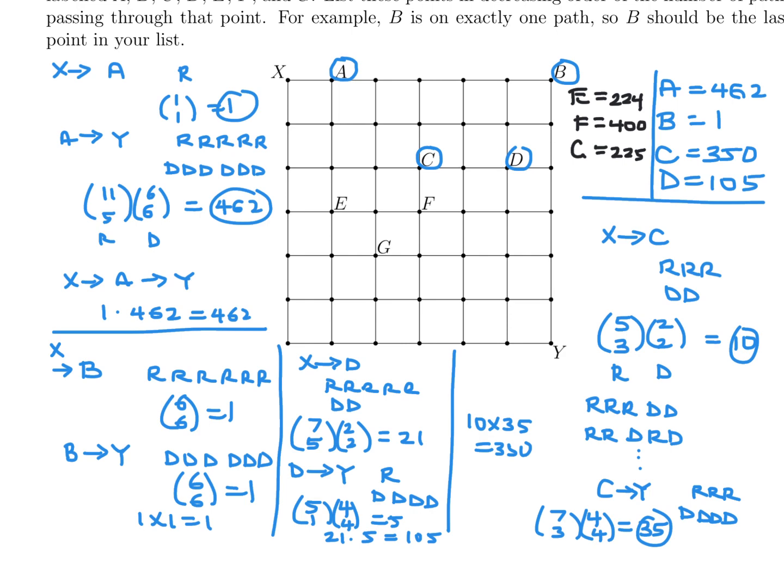So if we list this from biggest to smallest, the biggest is 462, and that's A. The next one is 400, and that's F. And then the next one is 350, and that's C. And then 225, which was G. 224, which was E. And then 105, which is D. And then finally 1, which was B. So A, F, C, G, E, D, B. Oh, hold on. A, F, C, G, E, D, B. Yeah, that's the order from biggest to smallest.